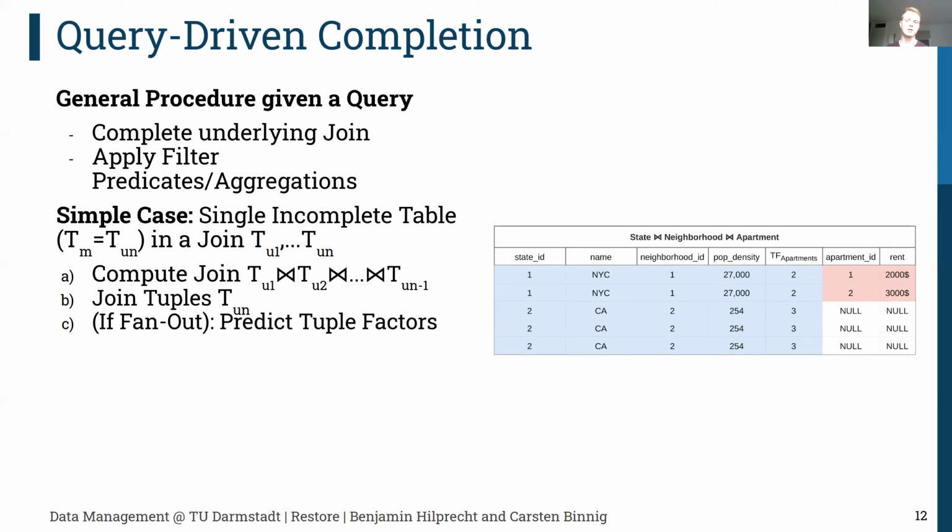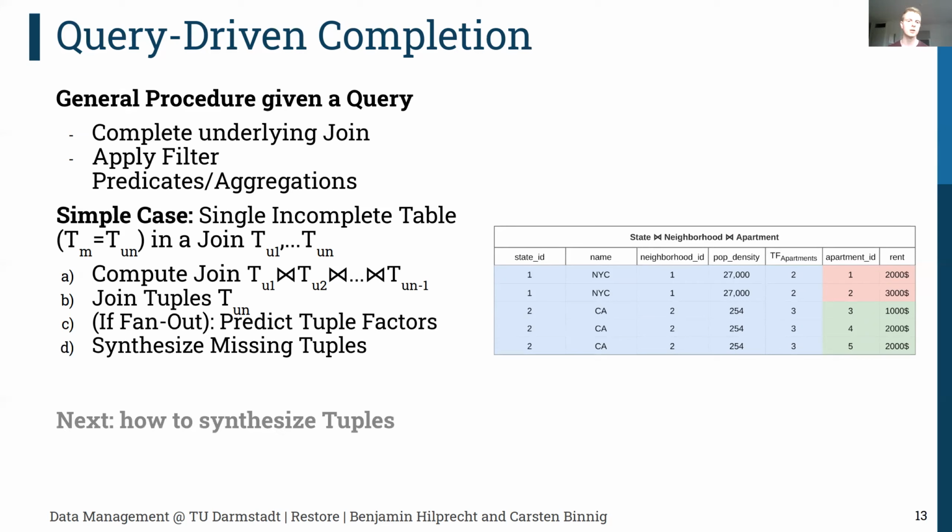And as I said previously, for some tuples we know the tuple factor, so the machine learning models can also predict appropriate tuple factors for the remaining tuples. And here we predict, we expect to see 3 apartments, and then we synthesize the missing tuples, meaning that those 3 green tuples are then treated as normal tuples, and then we can just apply any filter, predicate, and aggregation as if we had the complete database at hand. This is roughly the idea.